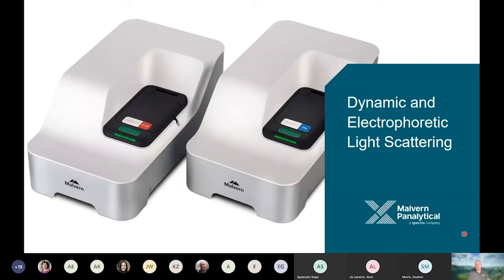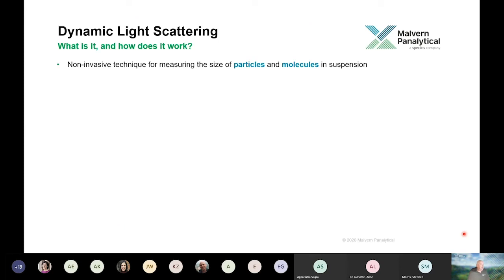So let's start with DLS and ELS. So dynamic light scattering. What is it? It's a non-invasive technique. By that we mean we are not doing anything to the sample. The sample is contained in a suitable cuvette. We place the cuvette into the instrument, we perform the measurement, and the sample comes out in exactly the same condition as it went in.